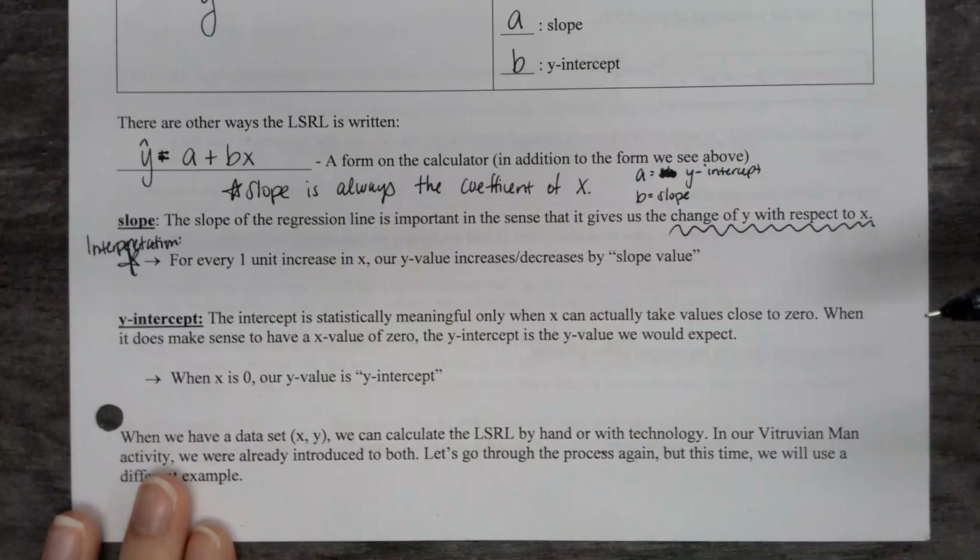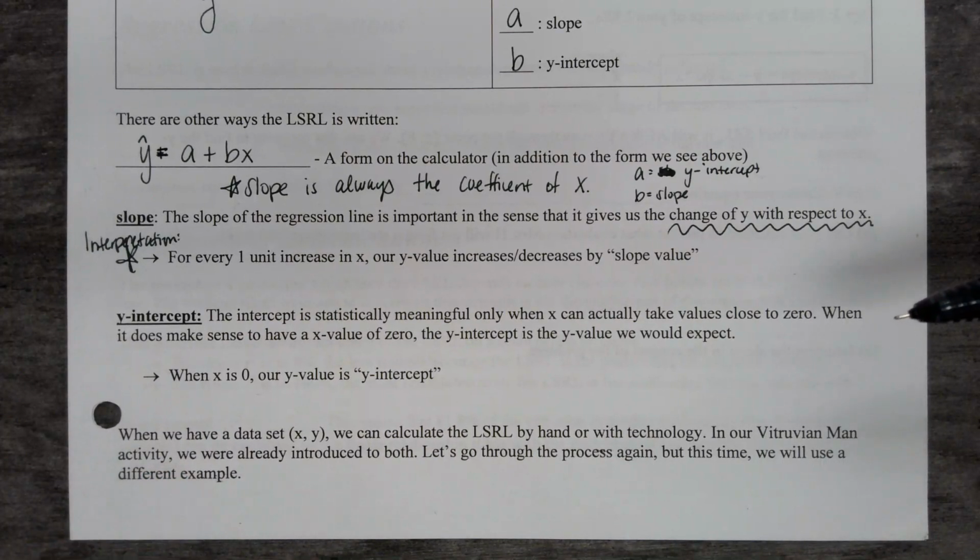So the y-intercept is really meaningful when we have an x value of 0. When we can actually take values that are close to 0 for x, that's when we're going to interpret it and try to make sense of it. But if it doesn't make sense when we have an x value of 0, then we don't really interpret it, because that wouldn't make sense in terms of the problem.